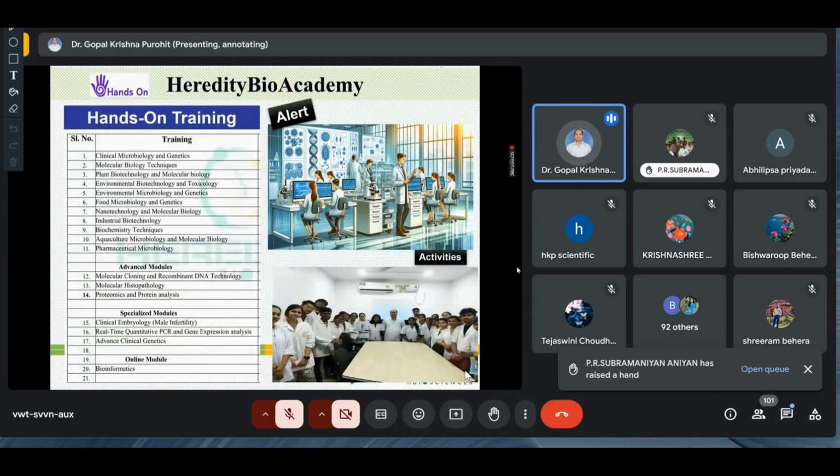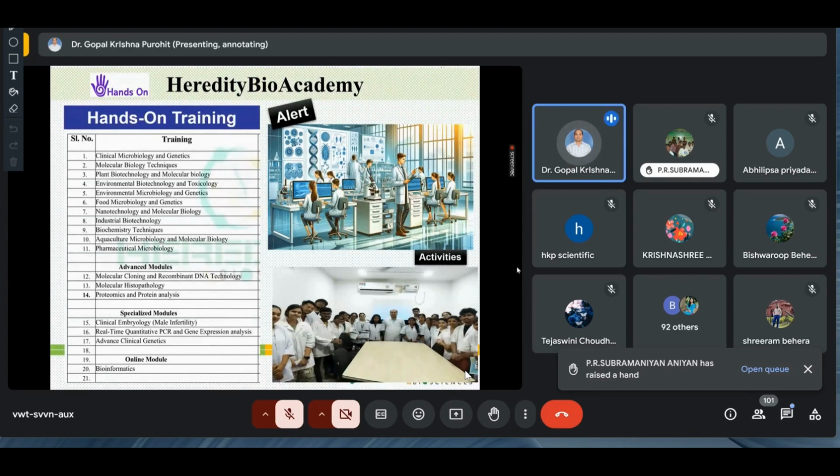Heredity Biosciences has another platform in another domain, the Heredity Bioacademy platform. This domain provides complete hands-on procedures for students and professionals who are lacking hands-on exposure to experiments, so we are providing it in our laboratory.